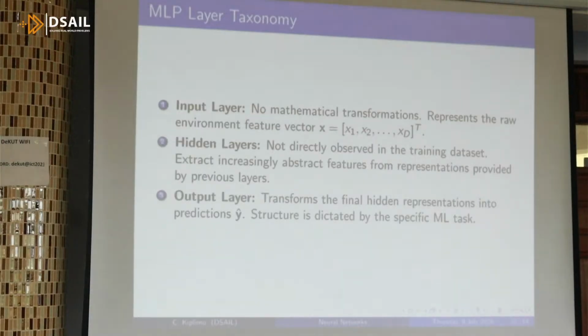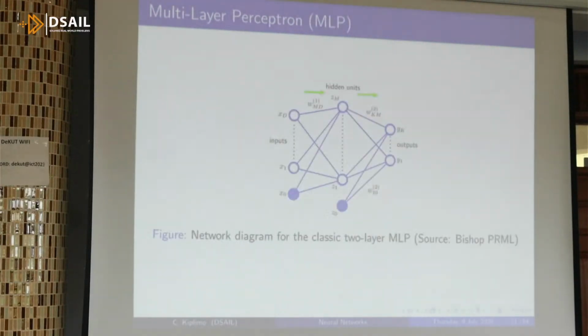Remember that in machine learning, our goal is to learn f hat of x, the approximate function that we are trying to learn. And the output of f hat is basically y hat, the output vector. All right. So this is what a multilayer perceptron looks like.